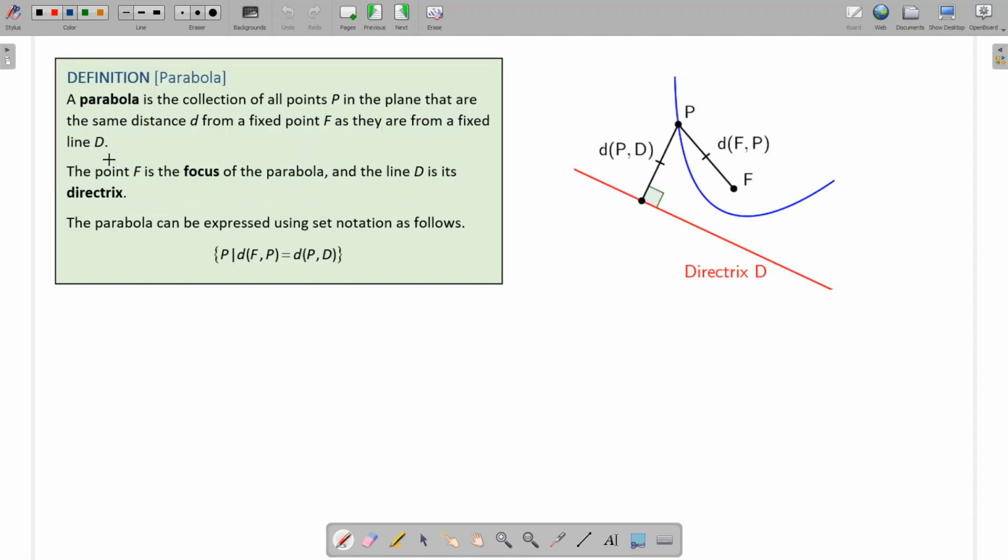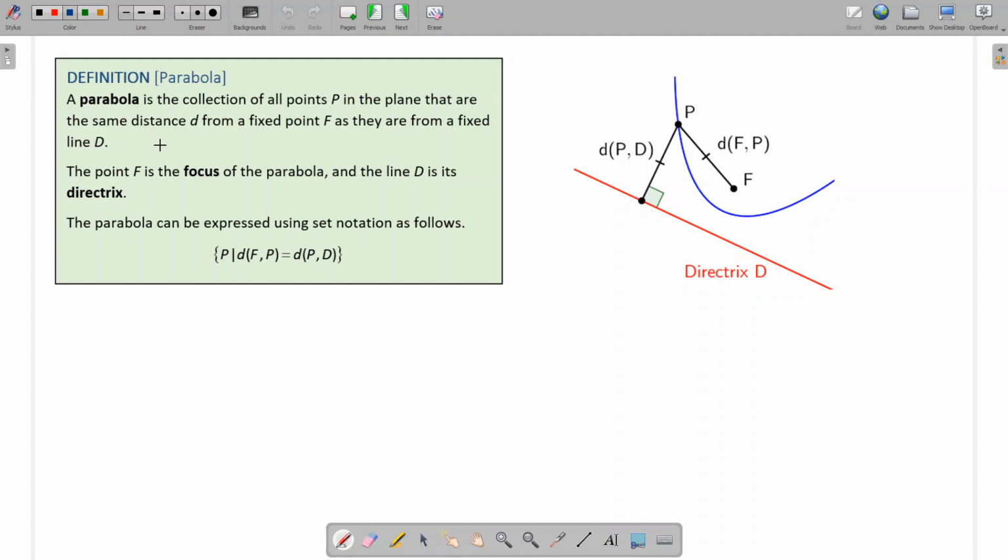So in the previous section, we defined a parabola as a conic section. We said that if you take a plane and slice it so that it's parallel to the sides of the cone, the cross-section created would be a parabola. But in this section, we want to give a purely geometric definition.